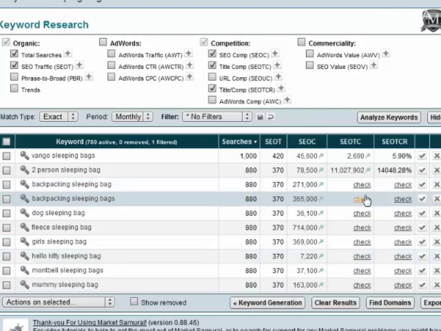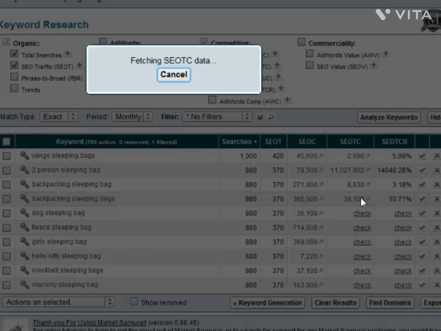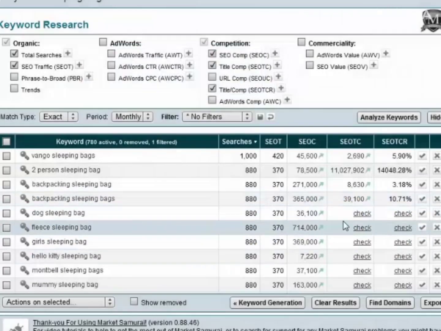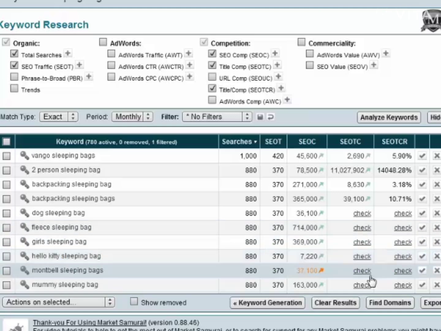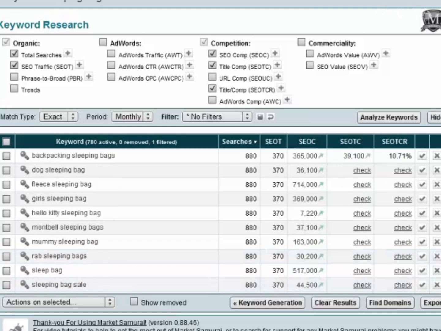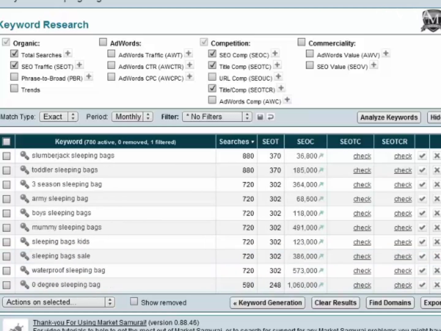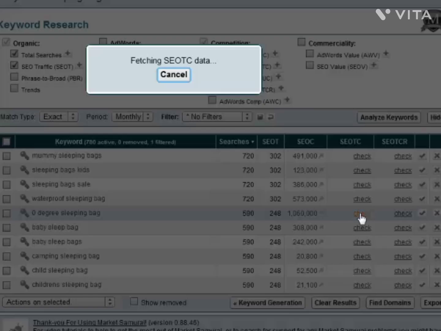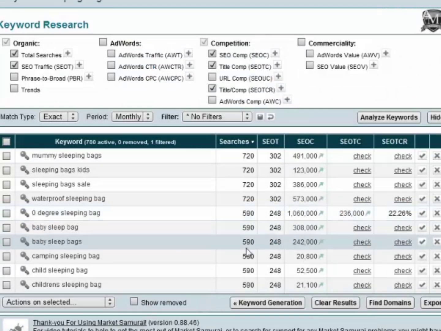We got backpack sleeping bags. Let's take a look at that. 8,000, very small again, the plural. 39,000. Here's a dog sleeping bag. We have a dog, and there's no way I could get him to ever sleep in a sleeping bag. Hello Kitty sleeping bag. My daughter would love that. 0 degree sleeping bag. Now I saw a lot of those on Amazon, and that's got some pretty decent competition.